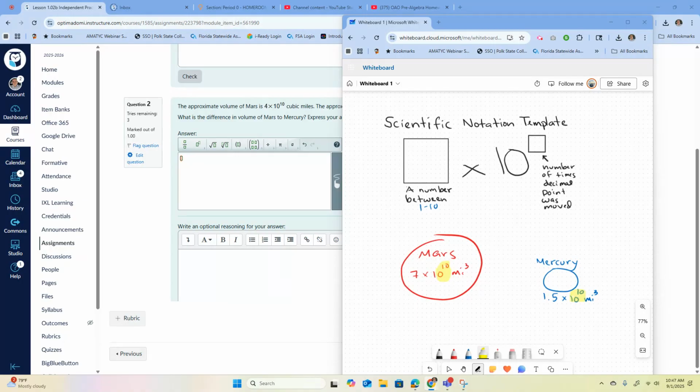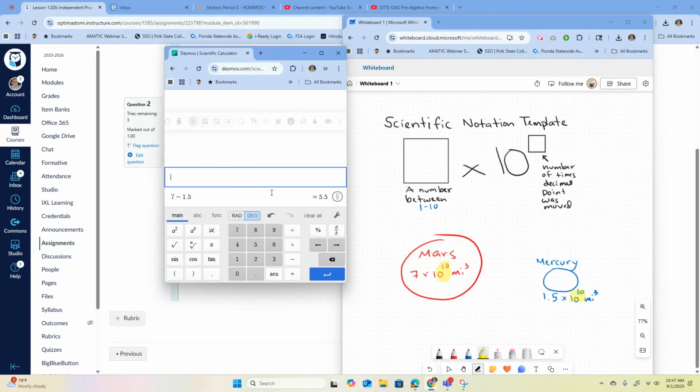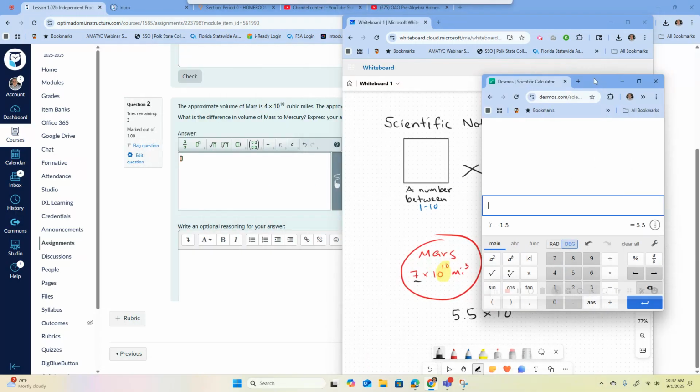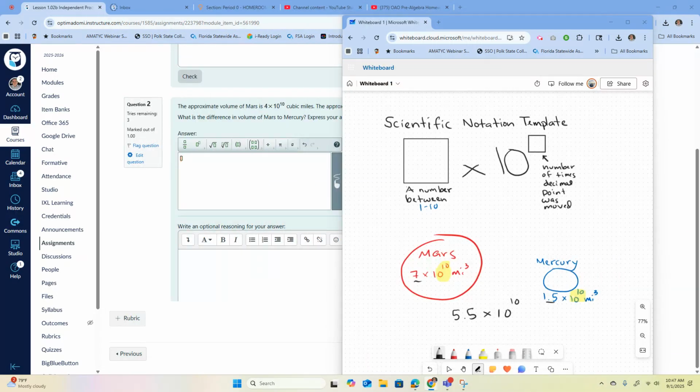7 take away 1.5. Let me show you my calculator. There it is. So the difference between the size, the volume of each of these planets, final answer, is going to be 5.5, because I subtracted the 7 and the 1.5, times 10 to the 10th power. If your numbers were written in scientific notation, your final answer also has to be written in scientific notation. And that's how you do question number 2.